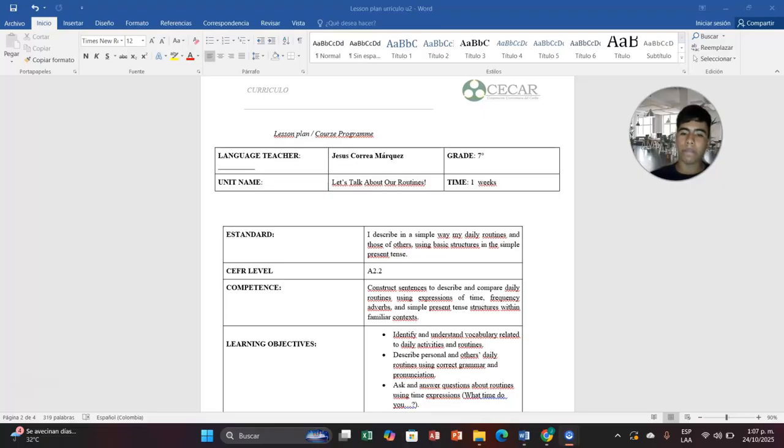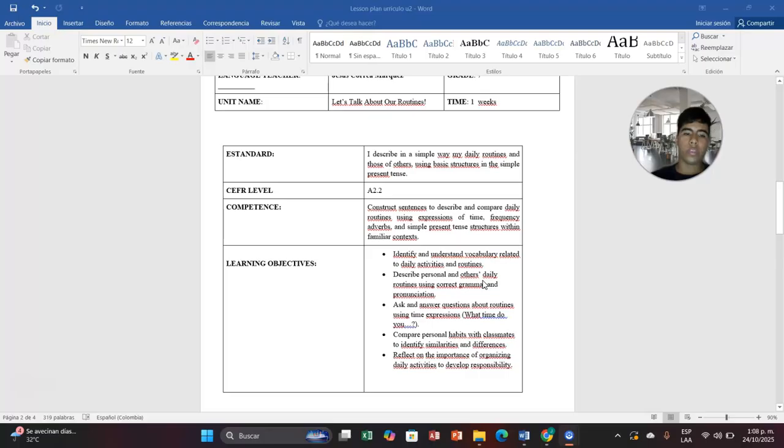And actually, this is also a topic that is related to simple present. I mean, the name of the unit is Let's Talk About Our Routines, but it is also related to simple present. The grammar itself is going to be simple present. And of course, adverbs of frequency. And then we go with the level. It's A2.2. And the competence is to construct sentences to describe and compare daily routines using expressions of time, frequency, adverbs, and simple present tense structures within familiar contexts.